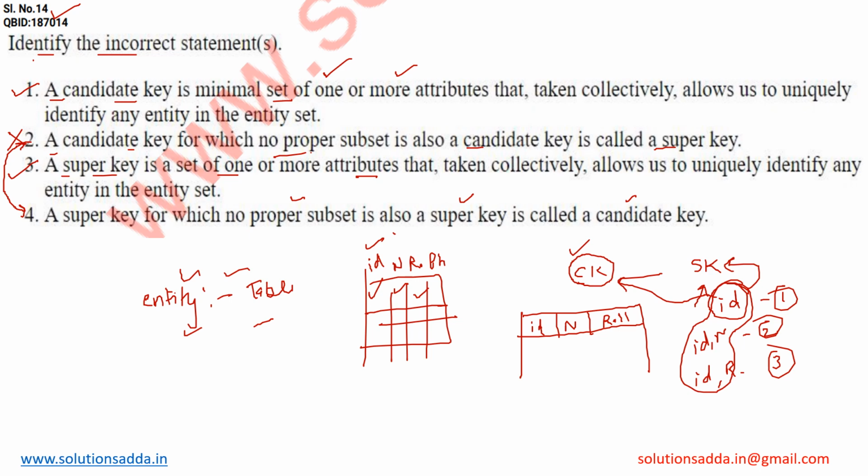Here we are saying that a candidate key for which no proper subset is also a candidate key, we call the super key. But now I am saying that a subset of super key is called a candidate key. Which one is right? So option 4 will be right, because yes, we can retrieve the candidate key from super key, but we cannot retrieve the super key from candidate key because candidate key is itself a subset of the super key. So we need to identify the incorrect statement. So the correct option for this question will be option number 2.